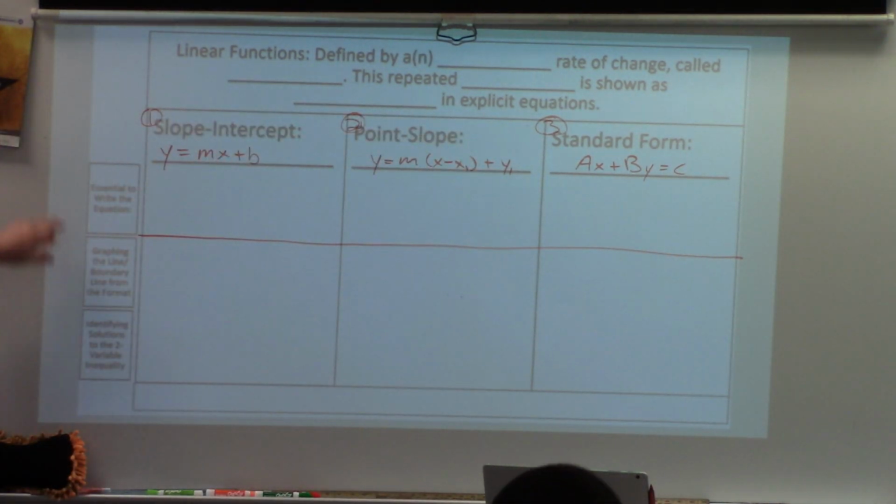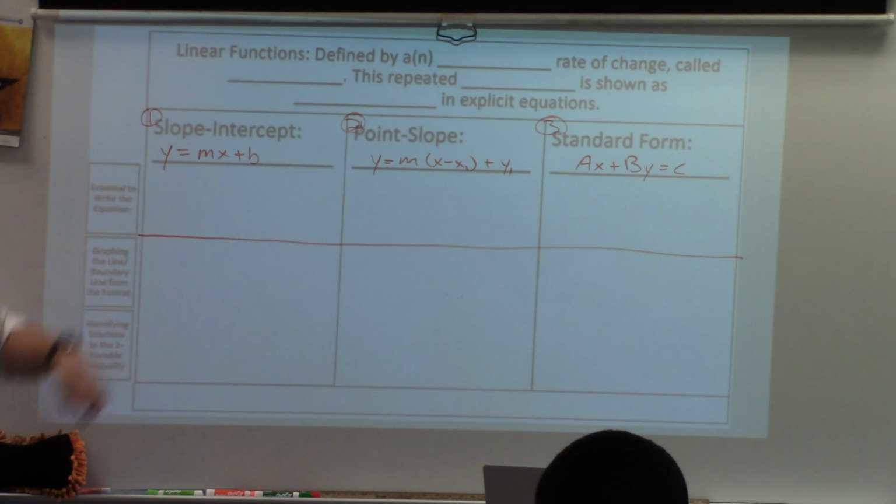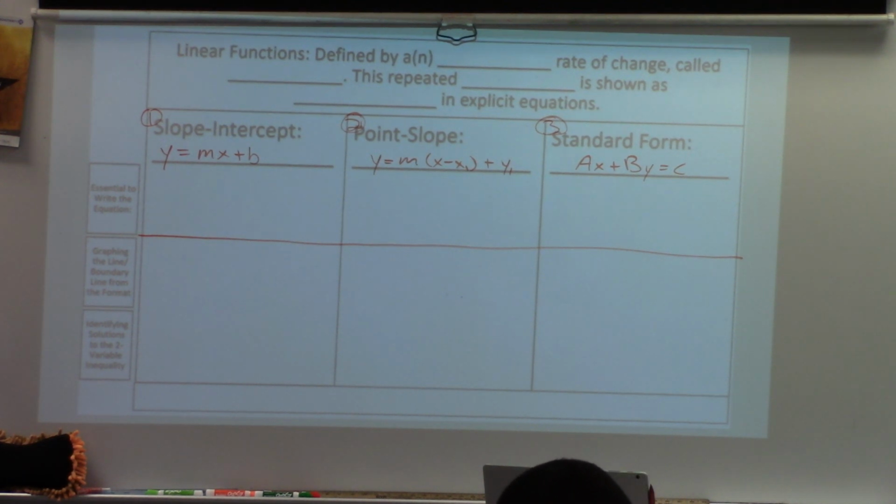Now, this first section up here, you need to be indicating what is essential to write the equation. So what do you need to write the slope-intercept equation? How do you identify those things? How do you figure out what they are? You need all those different details. Work with your small group to figure that stuff out. When you get to point slope, you'll do the same thing.